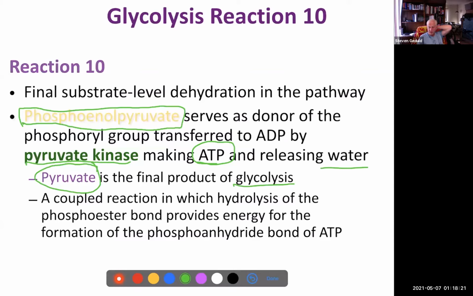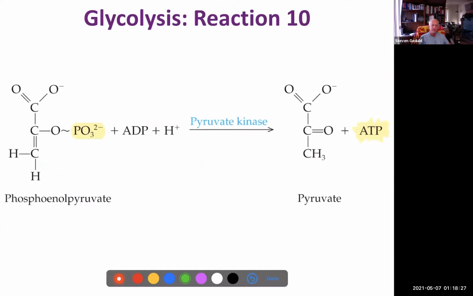So we're adding water across that bond, and we're going to take ADP and go to ATP. Remember, this is happening twice for every one glucose that we have. So phosphoenol pyruvate plus ADP, we're going to transfer this phosphate group from the high energy bond to ADP, and we're going to form ATP, and we're going to have pyruvate left over. And those are the 10 steps of glycolysis.